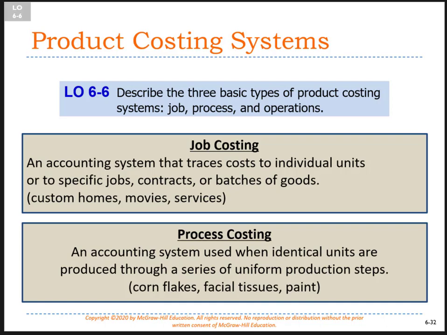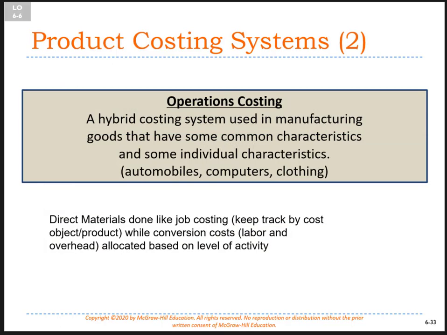And then there's operation costing, which is actually kind of a hybrid. It treats the materials like job costing, because it understands that the individual materials that go into a product are very different, but they may all have the same assembly, labor process, or machinery process, and therefore you treat the labor and overhead as if it is process costing.